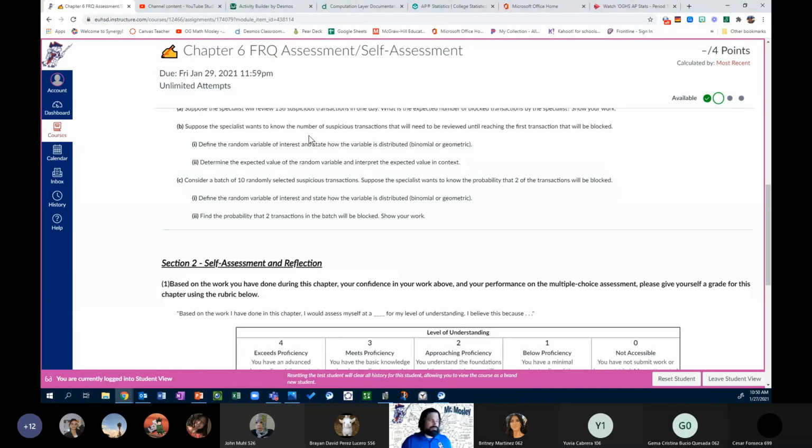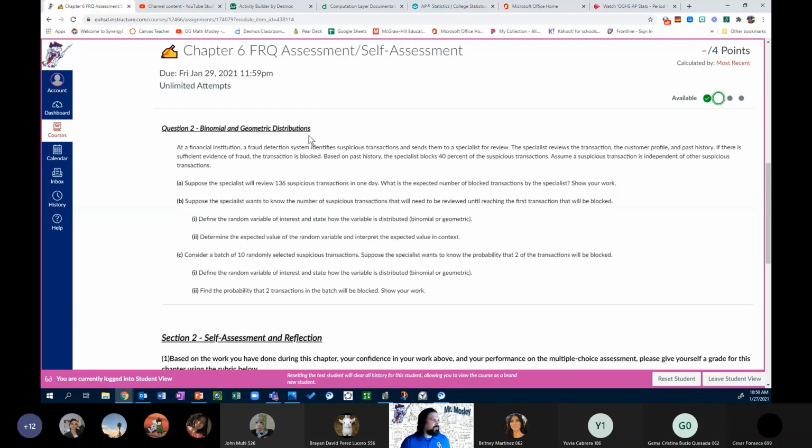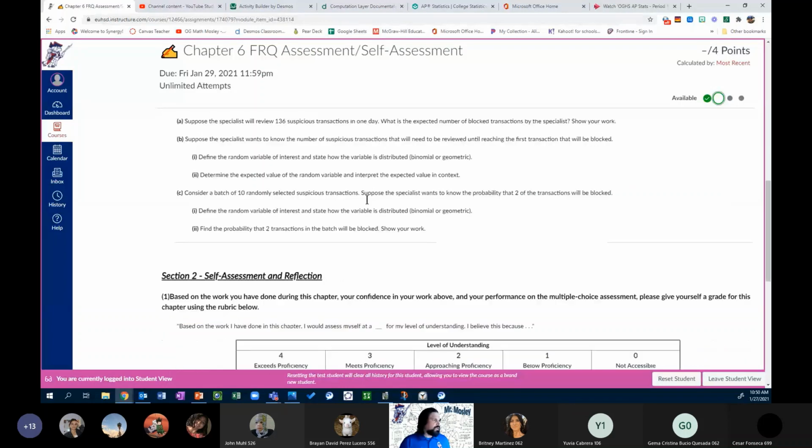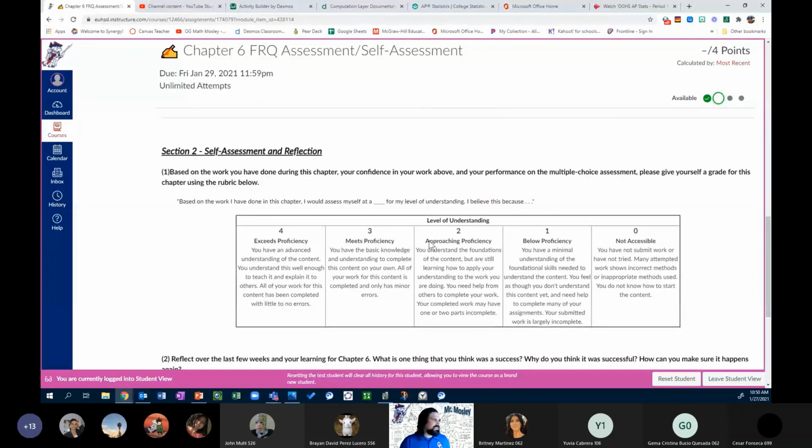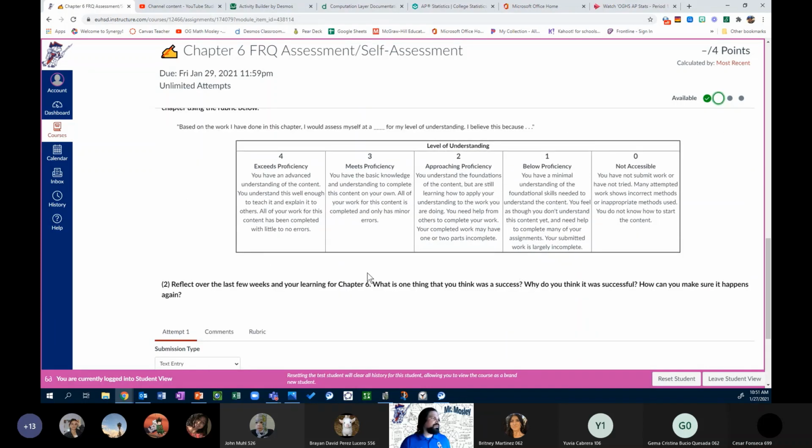So you have to answer both of those questions. If you want to do that in a Word document, Google document, type up your stuff, you can do that. If you want to do it all on a piece of paper, you can do that. It's entirely up to you how you would like to solve these problems. In the same submission, you have to complete section 2 as well. That is your self-assessed grade or level of understanding for the chapter based on the work that you've done, and then answering the reflection question.